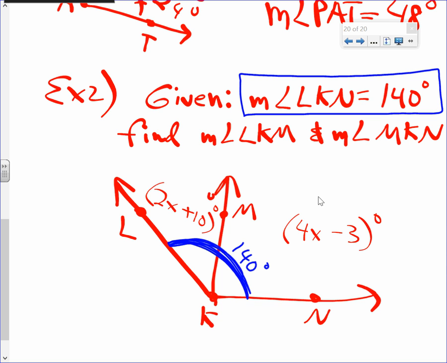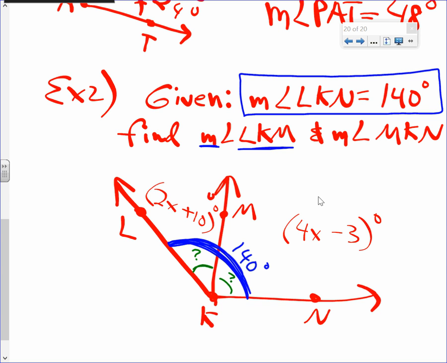Look at the mission now. In other words, what's in blue is what they gave us. Find, watch this, the measure, the degrees of LKM. Where's LKM? Oh, that's this one, 2x plus 10. Find, how many degrees is LKM, this angle right here? I'll put this one in green. And find the measure of MKN. MKN is right here, this one.